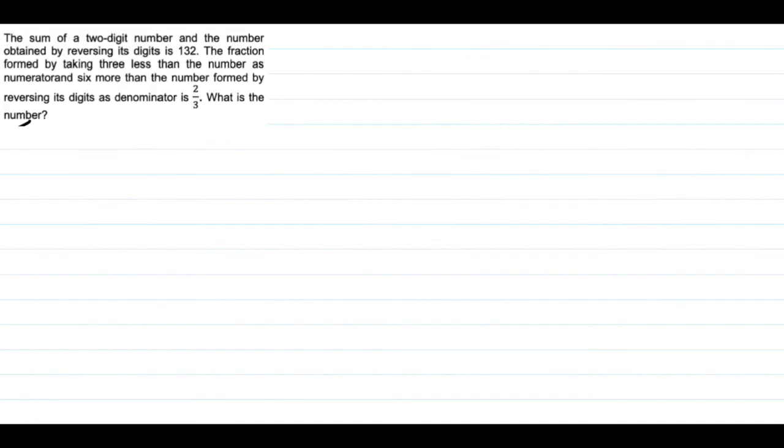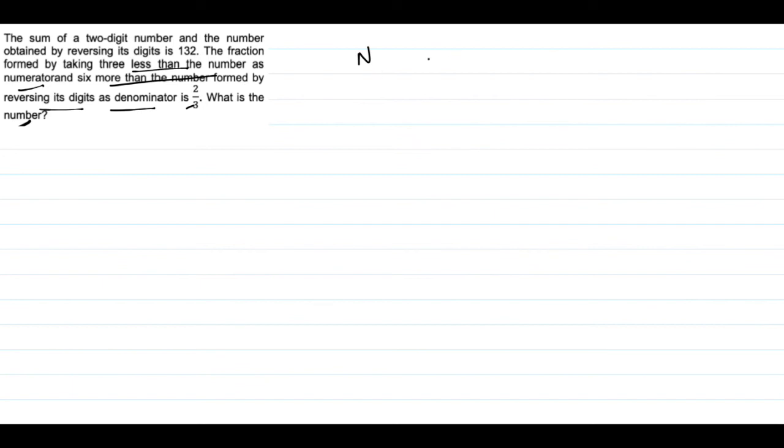So here comes numbers. This is also a popular type of question. We are given that the sum of a 2-digit number and the number obtained by reversing its digits is 132. The fraction found by taking 3 less than the number as numerator and 6 more than the number formed by reversing the digits as denominator is 2 by 3. What is the number? So let the number be n.